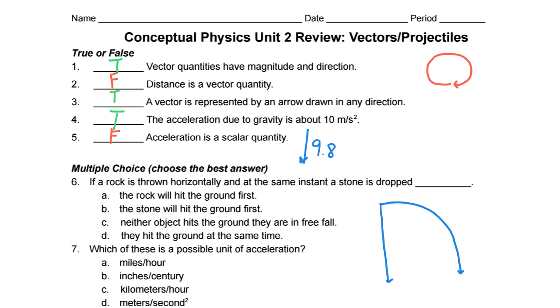The rock will hit the ground first, the stone will hit the ground first. Neither object hits the ground. They are in free fall. They hit the ground at the same time. D is correct. They do hit the ground at the same time.